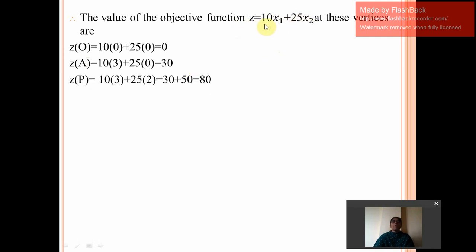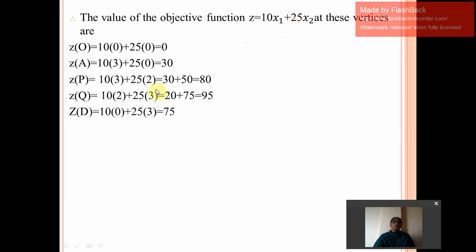Z of P, 10 into 3 plus 25 into 2, 80. Z of Q, vertices (2, 3), 10 into 2 plus 25 into 3, 95. D (0, 3): Z is equal to 10 into 0 plus 25 into 3, 75. Therefore, Z has maximum value 95 when x is equal to 2, y is equal to 3.